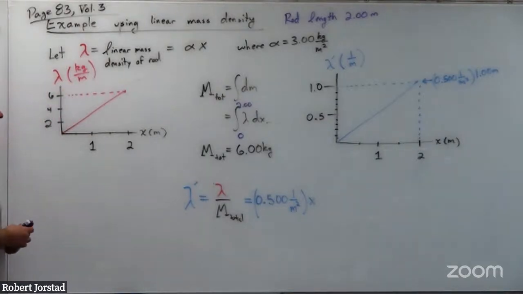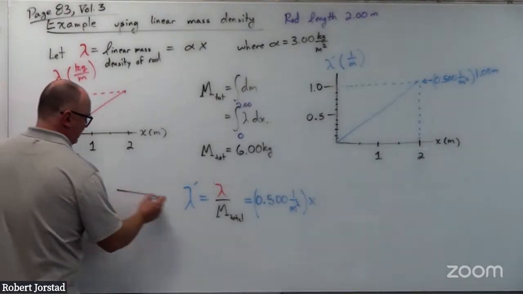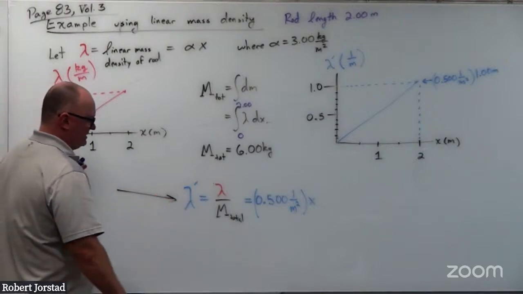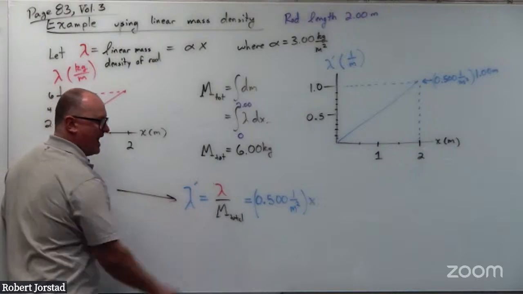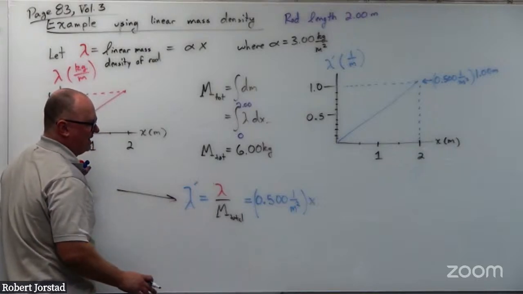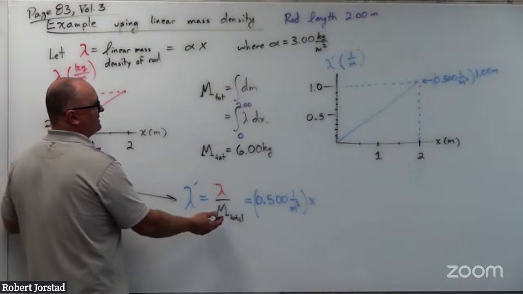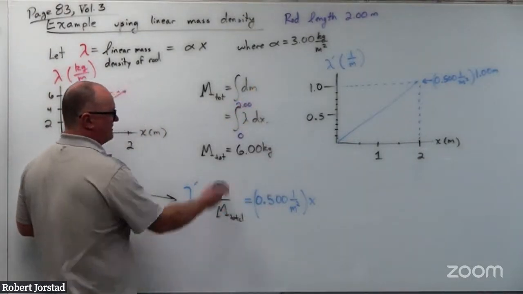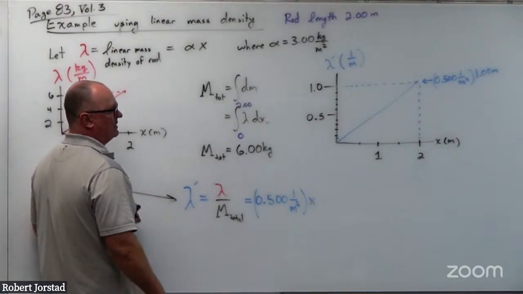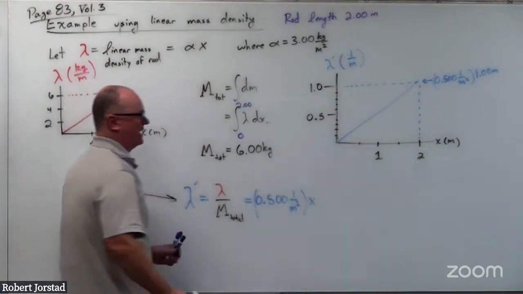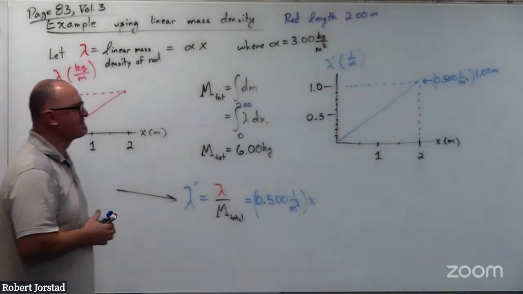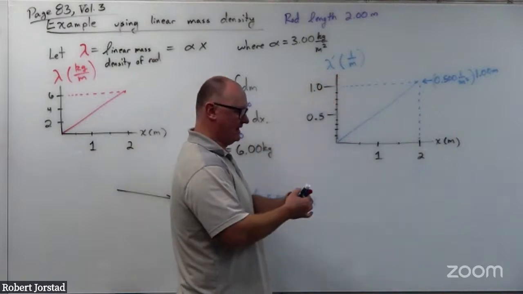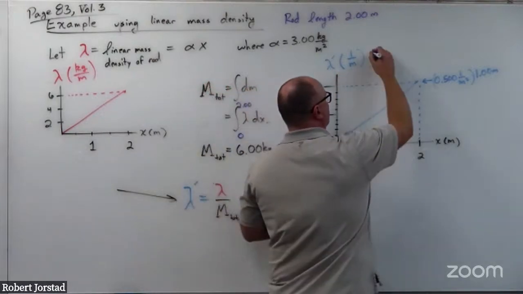Now what I'm going to do is a process called normalization. I'm going to get a new linear mass density, but it's a linear mass density per unit mass. I'm going to divide through by that. And when I divide by mass total, the 3 in there basically becomes a 0.5 because mass total was 6. So notice what this function looks like. We have the linear mass density per unit mass. This is the probability distribution.